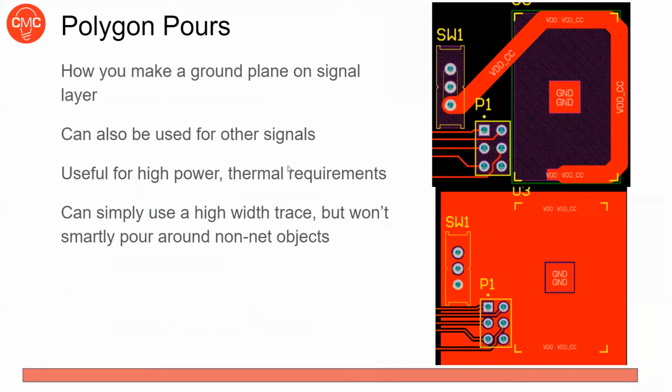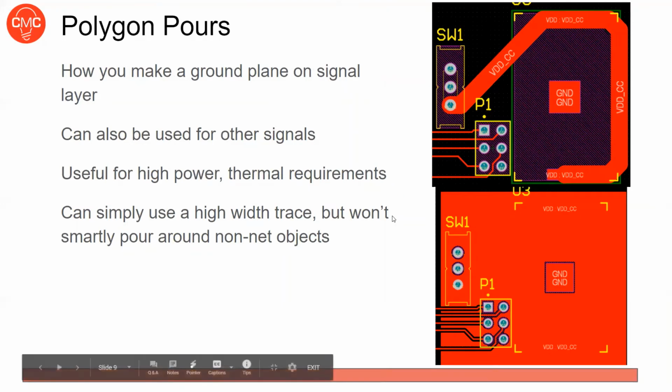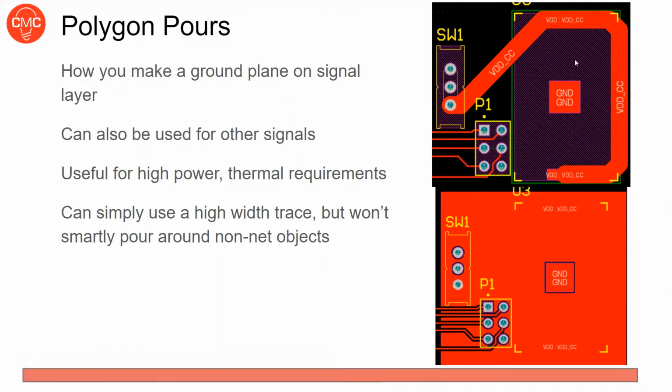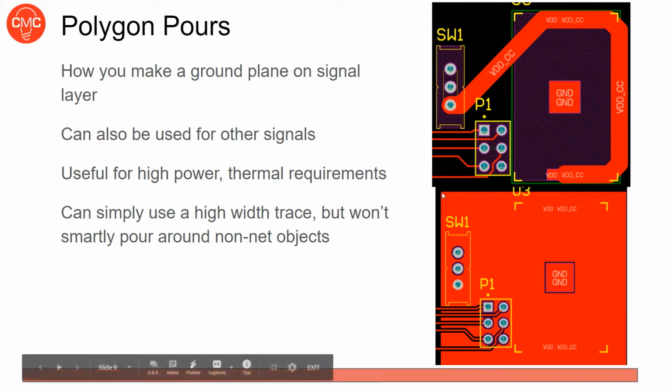Polygon pour. A polygon pour is how you do a ground plane, but it also can be used for more local things. So you're going to have your battery connecting to the switch. It's connected on both sides, you'll see when you place this. What you could do is place a big fat trace. Power lines should be pretty thick, and you could go around like that. Or you could just place a polygon pour, which is this block.